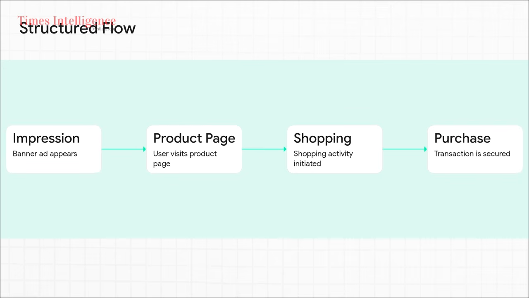sequence. First, the banner impression sparks the interest. Then, it seamlessly moves the user to your product page, initiates shopping activity, and finally secures that purchase. It's all about intentionally controlling that digital movement to dramatically reduce wasted ad spend.